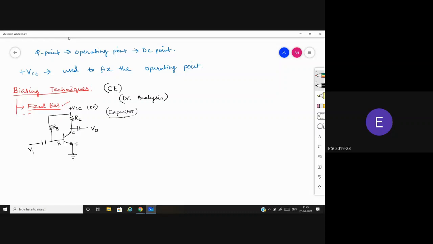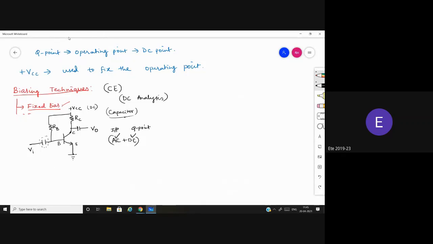But when you are talking about the entire amplifier, we are not talking about only DC analysis or AC analysis. We are talking about an amplifier. Then both AC as well as DC will be used. AC will be the input which we want to amplify. DC will be the supply which is going to fix the Q point. So DC is responsible for fixing the Q point, and AC is the input signal which we want to amplify.